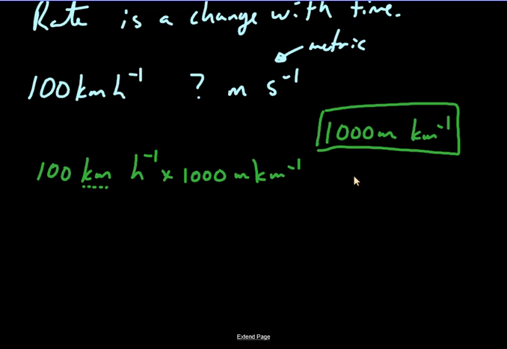So if I multiply this through, I'm going to get 1 times 10 to the 5. Kilometers cross off, so that's meters every hour. I'm going 100,000 meters every hour. 100 kilometers is the same as 100,000 meters. It's happening every hour. So 1 times 10 to the 5 meters every hour.